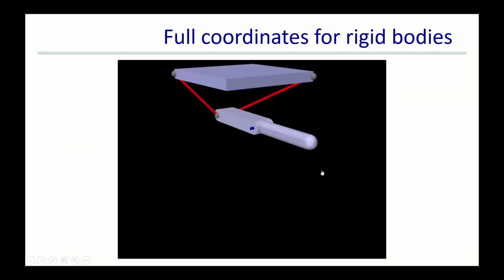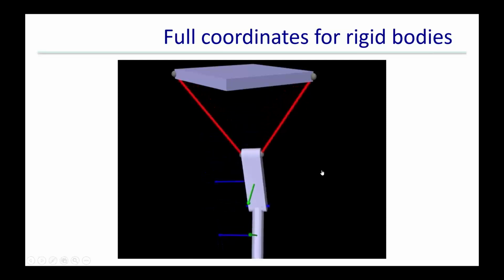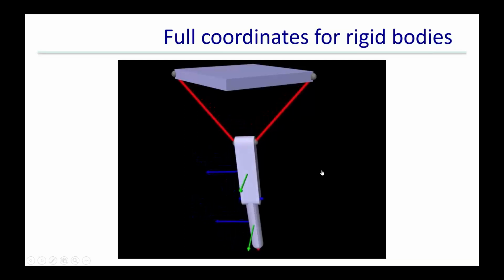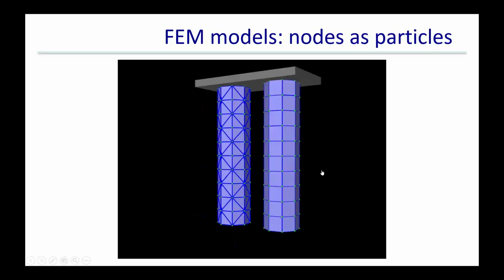ArtiSynth does not use joint coordinates to represent configuration. Instead, rigid bodies are represented using full 6-degree freedom coordinate frames for each body. And this is necessary if you want to connect a couple of rigid bodies not by a joint, but by some flexible structure, such as an FEM model or frame spring, then you're going to need that full 6-degree freedom representation.